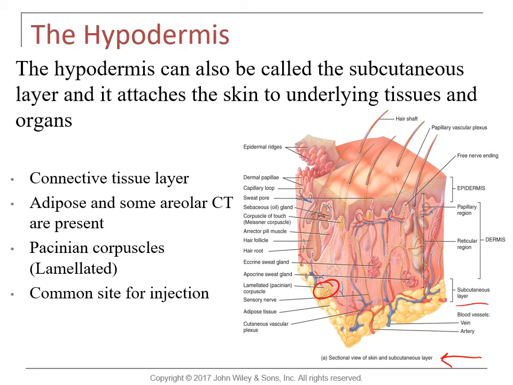So here we have the subcutaneous layer, and like we said, we have blood vessels such as the vein and the arteries, and then it has adipose tissue where it stores fat, and then it has the lamellated Pacinian corpuscle, which is part of the subcutaneous layer.